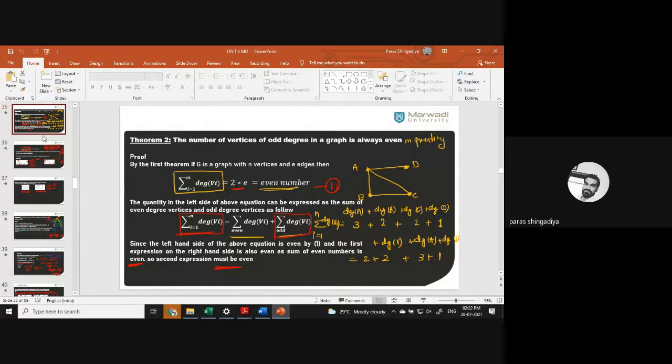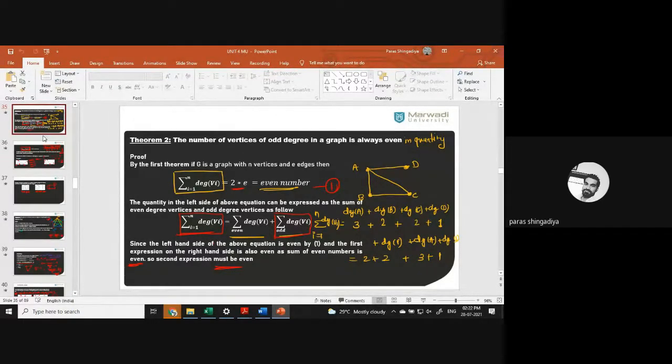Okay. And here in this second part, sigma of degree of vi, odd. What does it mean? There are such vertices involved whose degree is odd. Clear? So which vertices are involved there? A and D are involved in this one, because what is their degree? Odd. It is 3 plus 1.